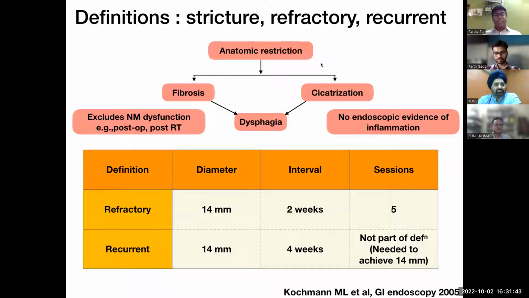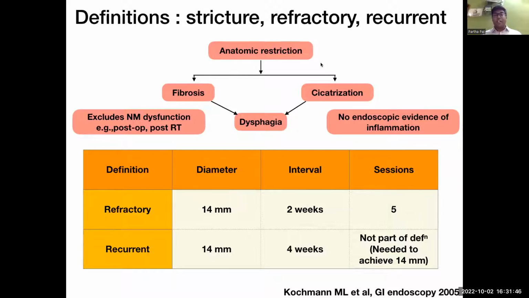In that definition, they described refractory as a diameter in which 14 mm of esophageal diameter could not be achieved by 5 sessions of endoscopic balloon dilatation at an interval of 2 weeks. This was useful for designing different clinical trials and studies afterwards. Recurrent stricture was defined as inability to maintain a 14 mm diameter for a period of 4 weeks. The number of sessions is not specified in that definition, but that is the number of sessions that are needed to achieve 14 mm diameter.